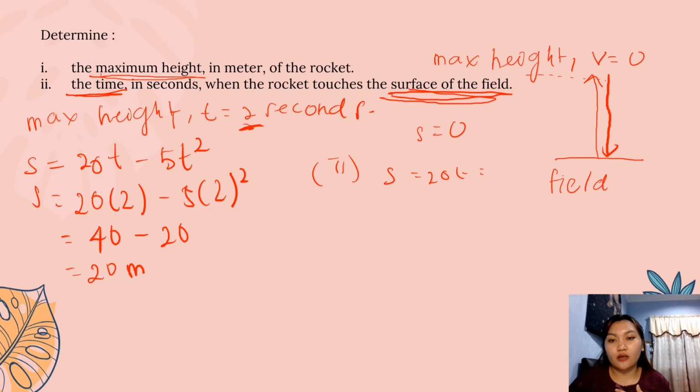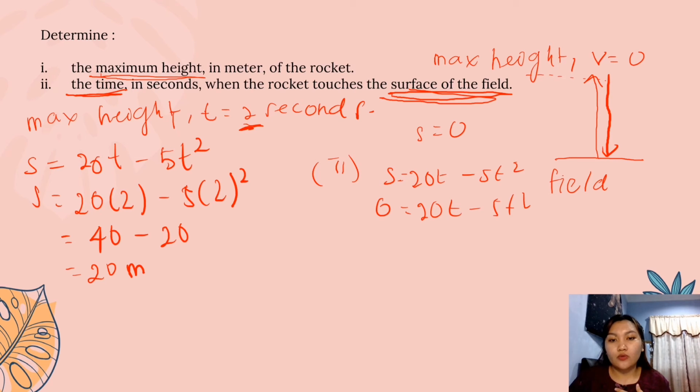This is the function, right? Sorry, let me write it back. I'm sorry for the inconvenience. Okay, let me write it back. S equals 20t minus 5t squared. Okay, so 0 equals 20t minus 5t squared.